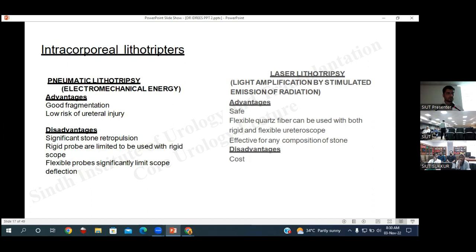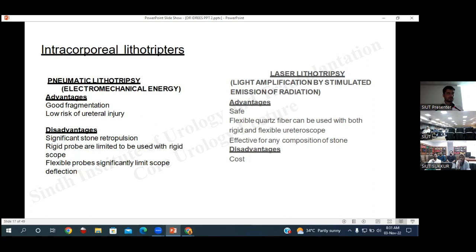behind the stone. And about the laser, we have a laser fiber, and the laser is produced by a specific laser machine. For example, if we have a holmium or YAG, these are different kinds of lasers. They have 2 or 3 mechanisms: dusting, busting, or fragmentation, according to the power and frequency.